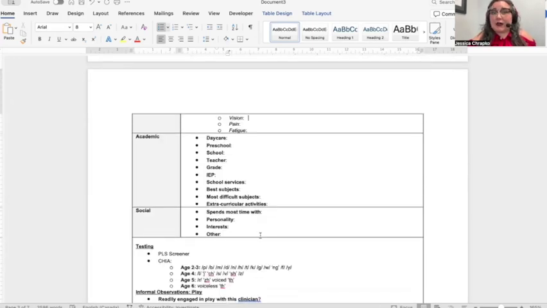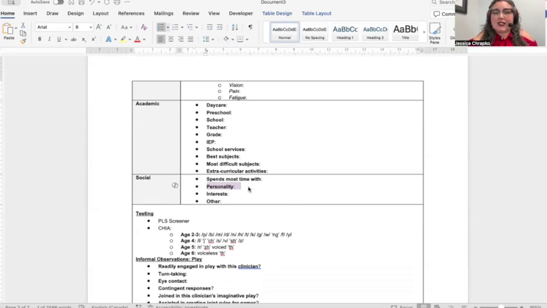I then need to know about their academic information, such as what grade are they in? Do they have an individualized education plan? What are their best subjects at school? And what are their most difficult subjects at school? Do they have any school services? And are they involved in any extracurricular activities like sports or creative endeavors?